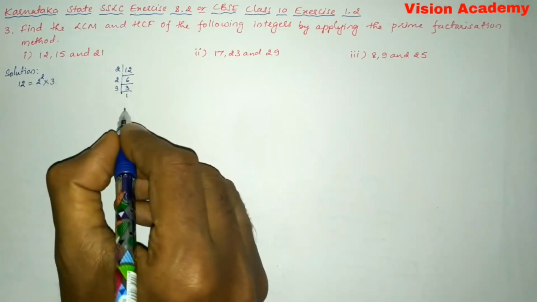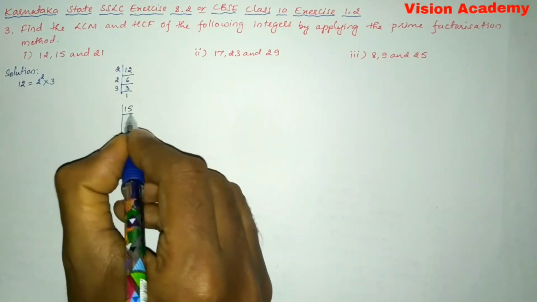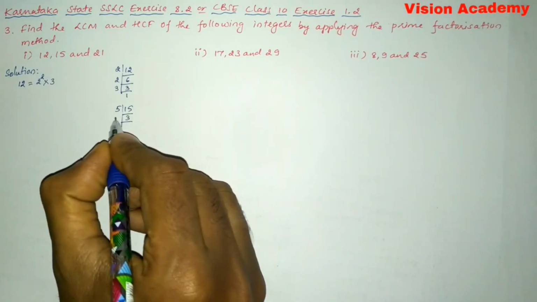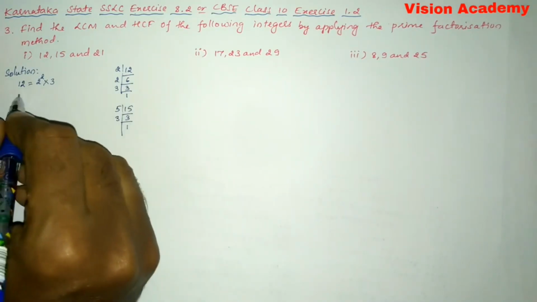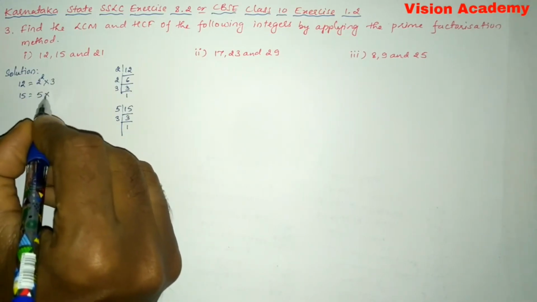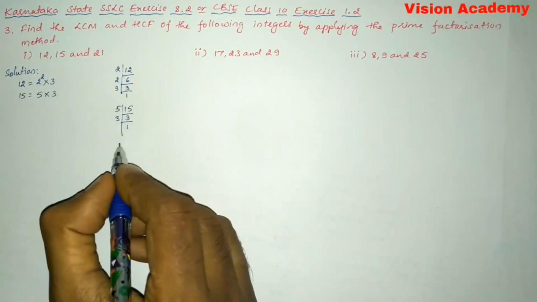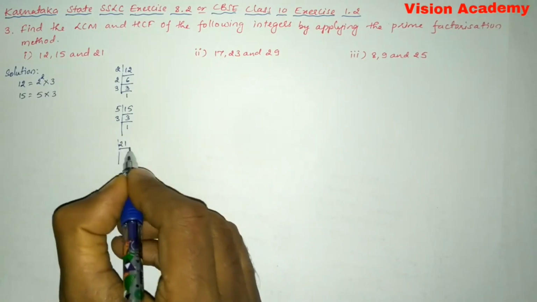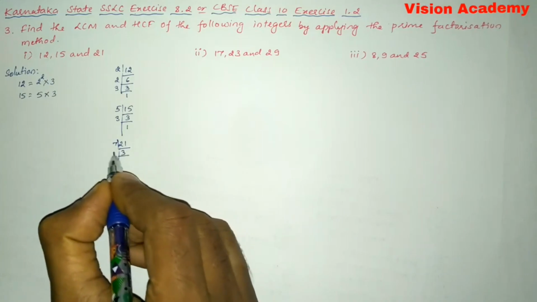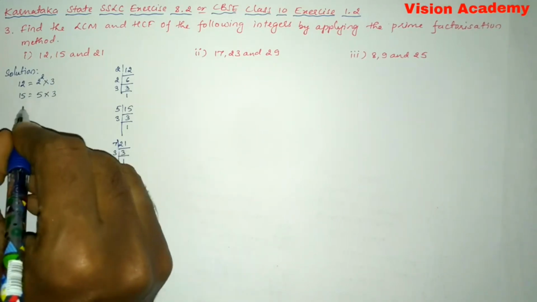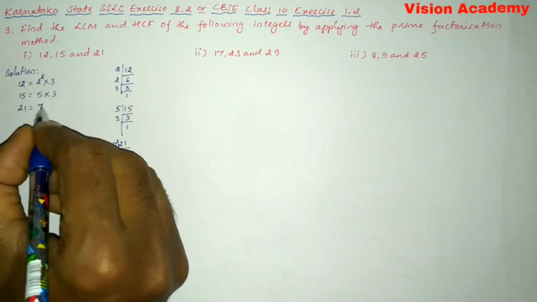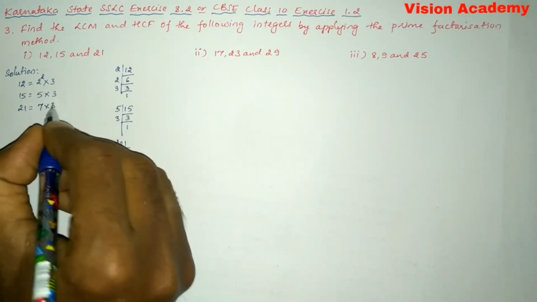Now let us take 15. So 15 can be divided by 5. 5 threes are 15 and 3 ones are 3. So here 15 can be written as the product of prime factors 5 into 3. Now let us take 21. So this is divided by the prime factor 7. 7 threes are 21 and 3 ones are 3. So here 21 is equal to the product of prime factors 7 into 3.